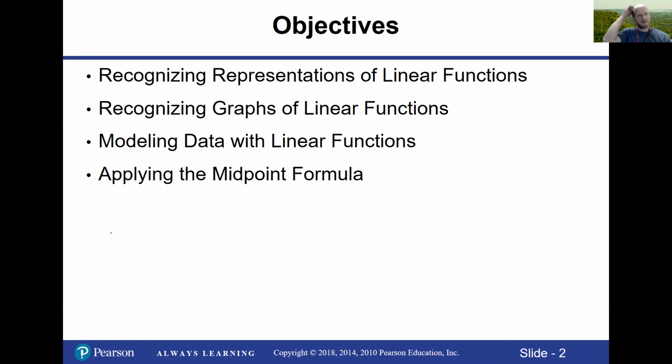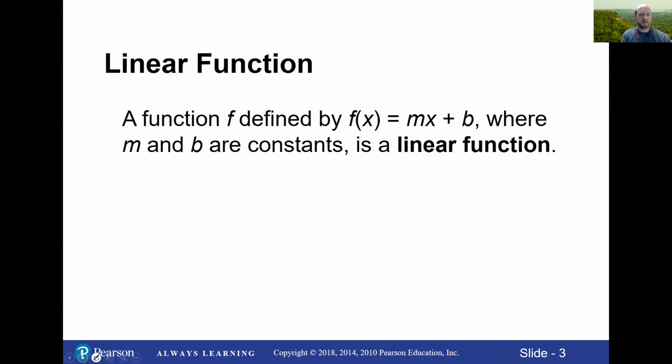So a few objectives for today. We're going to recognize representations of linear functions, recognize graphs of linear functions, model data with linear functions, and apply the midpoint formula. Although the midpoint formula I will not have in your homework currently or your quiz or test, but we may come back to it later.